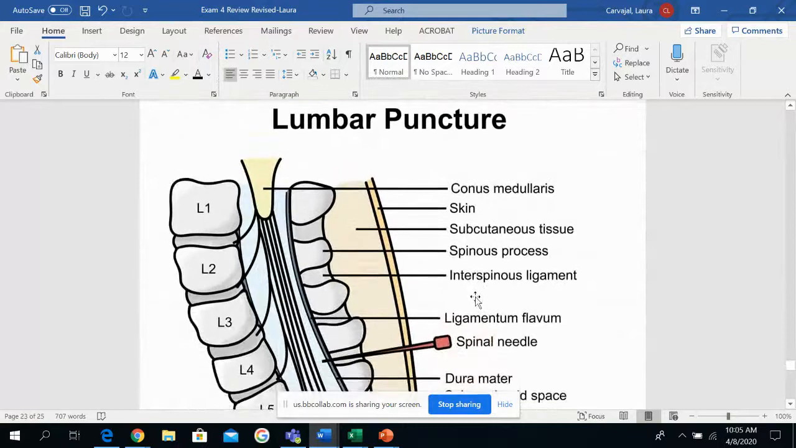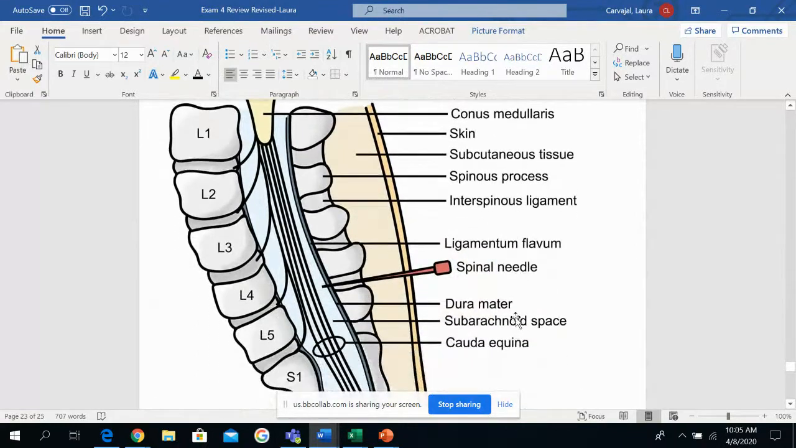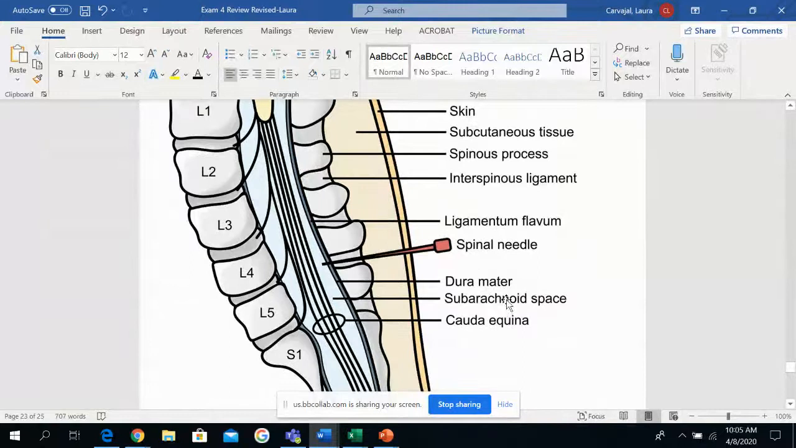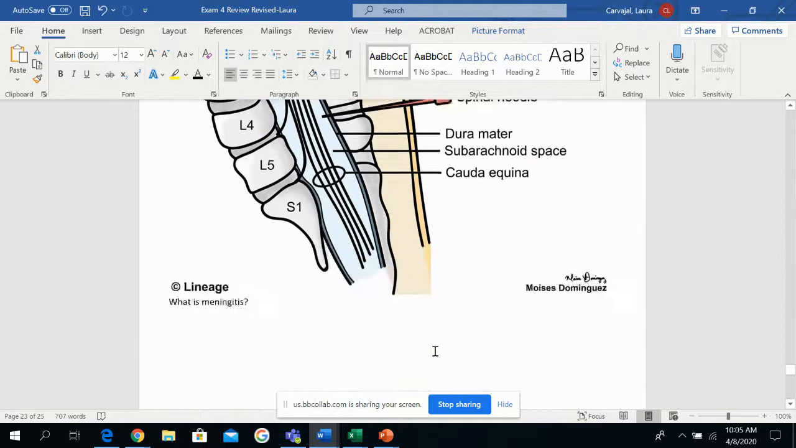A spinal tap, otherwise known as a lumbar puncture, is when you get a very long needle and wedge it in between L4 and L5, in this space right here in your subarachnoid space, to collect a sample of your cerebrospinal fluid for testing. Certain diseases can be determined by doing so. This is also very dangerous because if for some reason you move, you can affect any of these nerves that you see here.